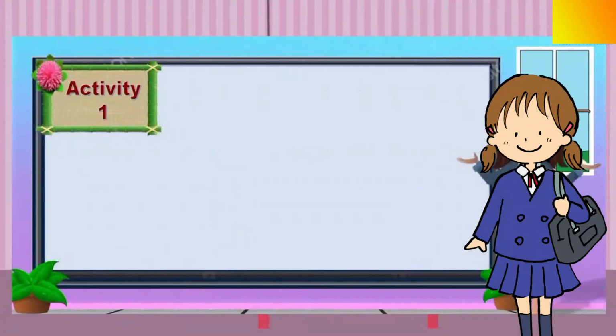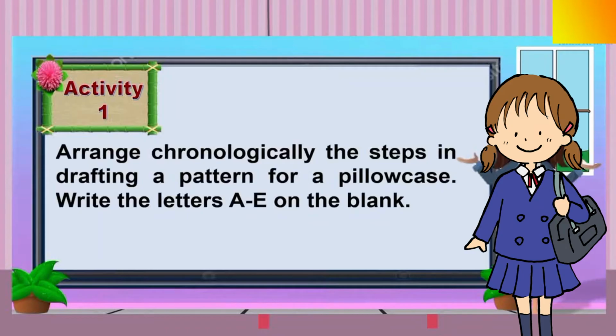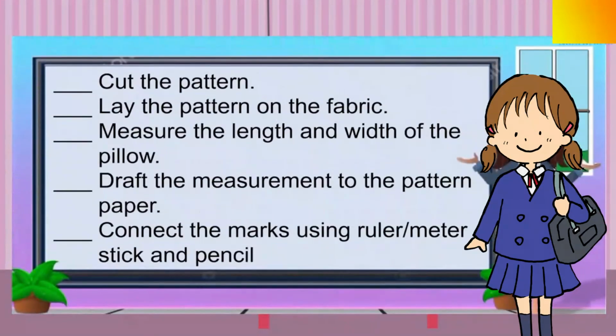It's activity time. Directions: arrange chronologically the steps in drafting a pattern for a pillowcase. Write letter A to E on the blank. Cut the pattern. Lay the pattern on the fabric. Measure the length and width of the pillow. Draft the measurement to the pattern paper. Connect the marks using ruler/meter stick and pencil.